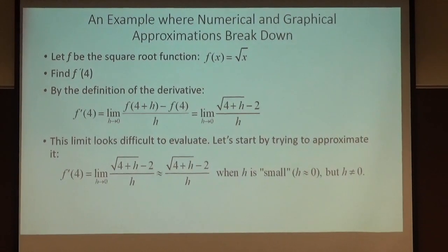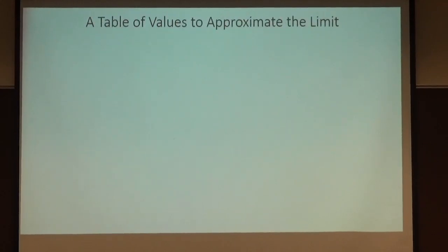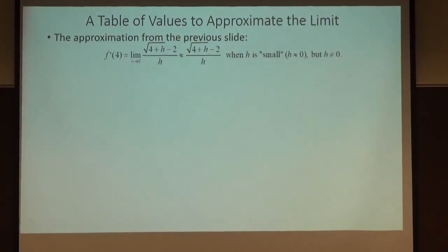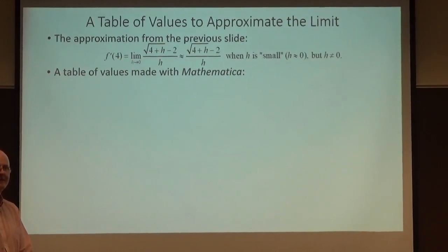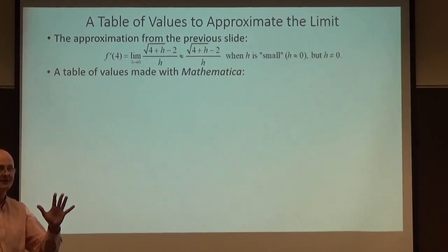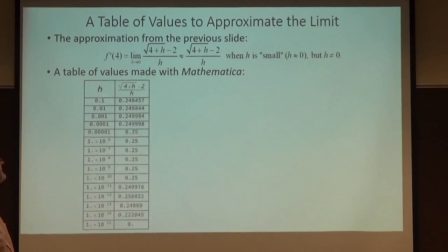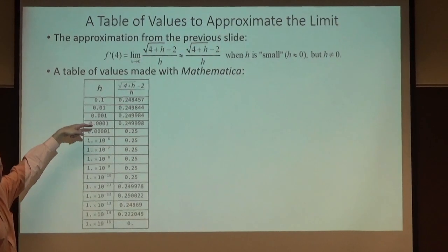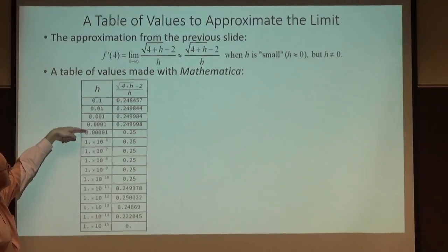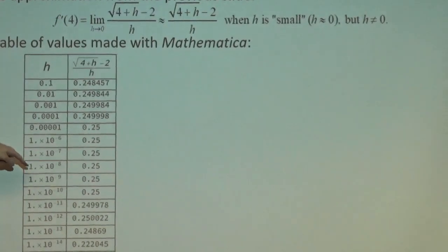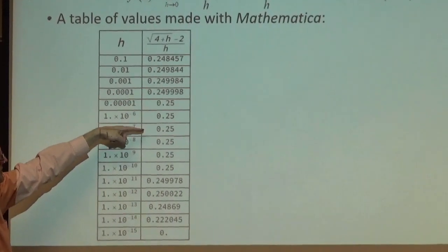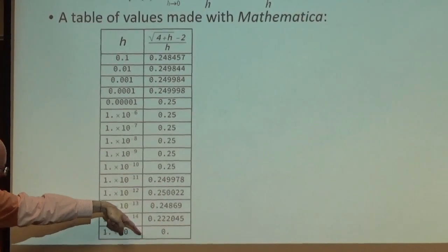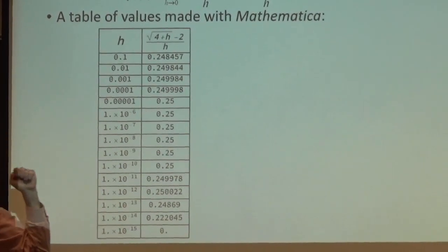But what happens when you try to do this? Here's the approximation from the previous slide. Here's a table of values that I made with Mathematica. Something interesting. Do not write down this entire table, just look at it. I'm trying smaller and smaller values of h. 0.1, 0.01, 0.001, etc., 10 to the negative 6, 10 to the negative 7, etc. You see the value of this fraction getting closer and closer to 0.25. It seems like the limit is 0.25, and then all of a sudden, what in the world? What's going on there?